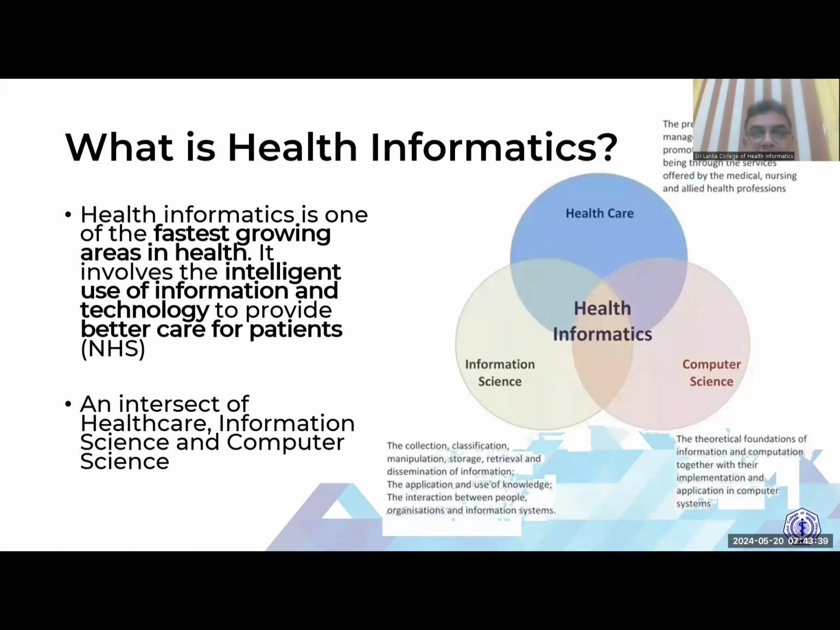So what is health informatics? I would say it's one of the fastest growing areas in health. It involves the intelligent use of information technology for better patient care. And it's actually an intersect of multiple fields, including computer science, information science, and healthcare, which you know best.